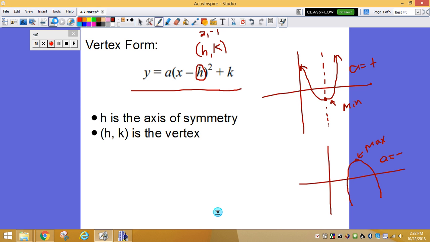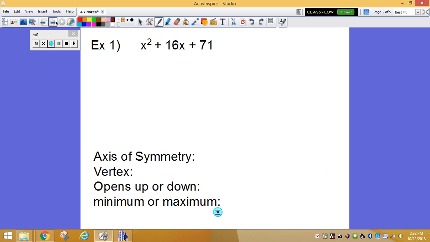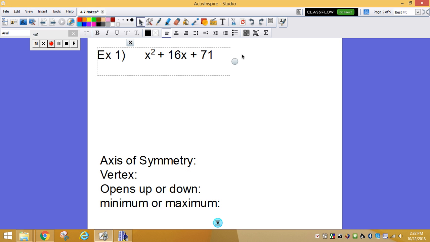So let's do a problem. Copy down example 1, and we're going to go through all of this. Okay. All right, hopefully you have it copied, and let's just dive right in. So to get it in vertex form, I'm going to put this first part in its own little parentheses, and I'm going to tack my plus 71 at the end.